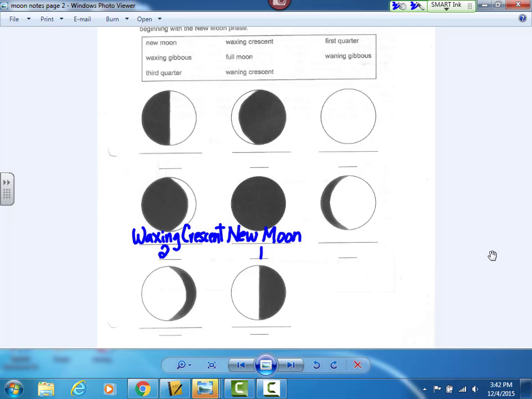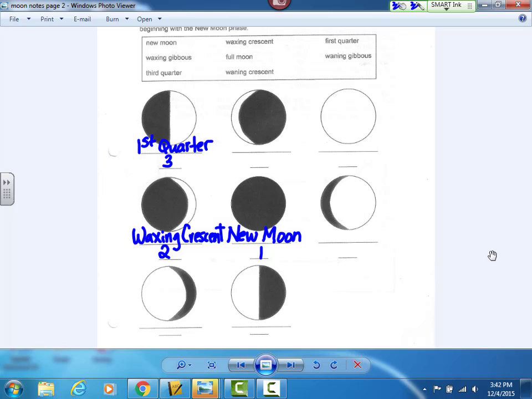And that is phase 2. Then we have first quarter. First quarter is still on the side of things where the light is getting bigger. That means first quarter is also waxing. So first quarter is light on the right, and that's this one.